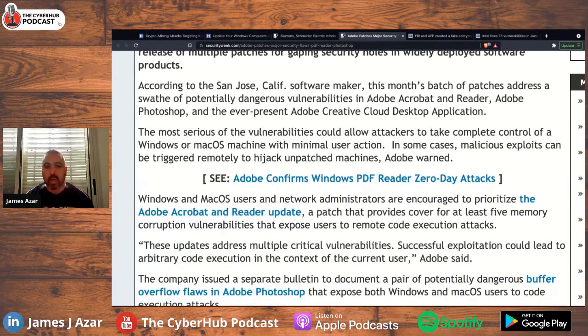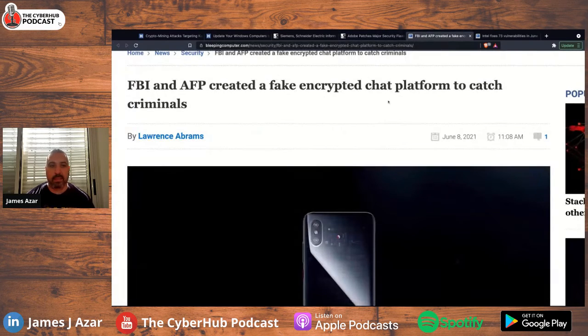According to Adobe, Windows and Mac OS users and network administrators are encouraged to prioritize the Adobe Acrobat and Reader update, a patch that provides cover for at least 5 memory corruption vulnerabilities that expose users to remote code execution attacks. Make sure you update your Adobe instances immediately.